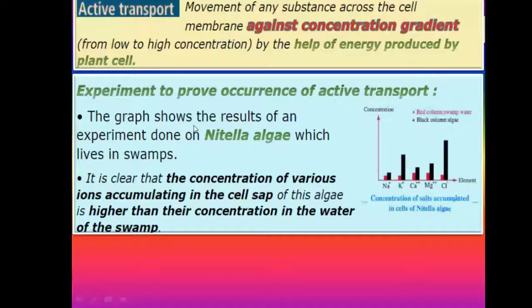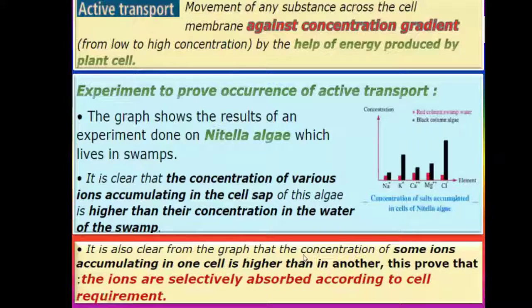This graph shows the result of an experiment done on Nitella algae which live in swamps. And as we see in the graph, it is clear that the concentration of various ions accumulating in the cell sap of this algae is higher than their concentration in the water of these swamps. The red column represents the concentration of these salts in the swamp, and the black columns show the concentration of these ions inside the algae Nitella. It is also clear from the graph that the concentration of some ions accumulating in one cell is higher than in another. This proves that the ions are selectively absorbed according to the cell requirement.